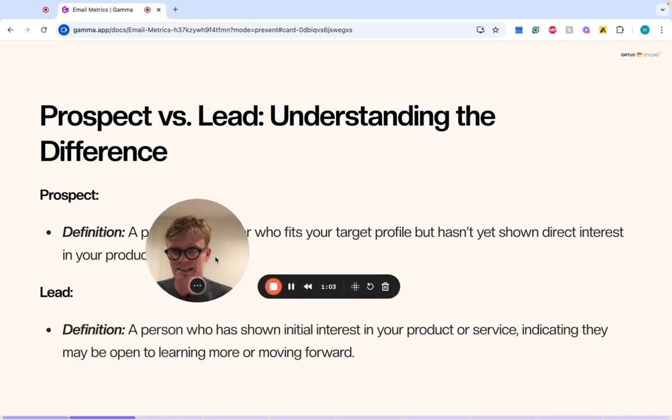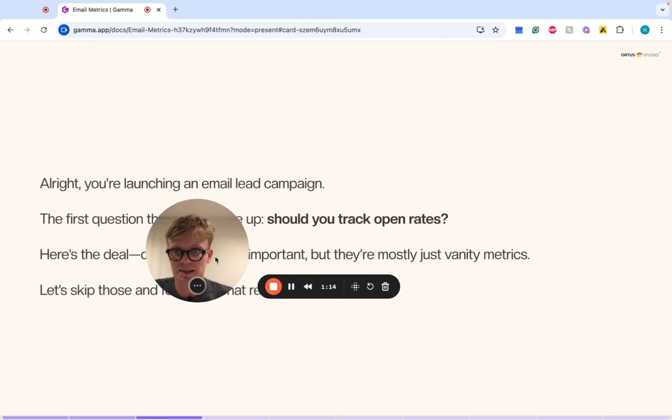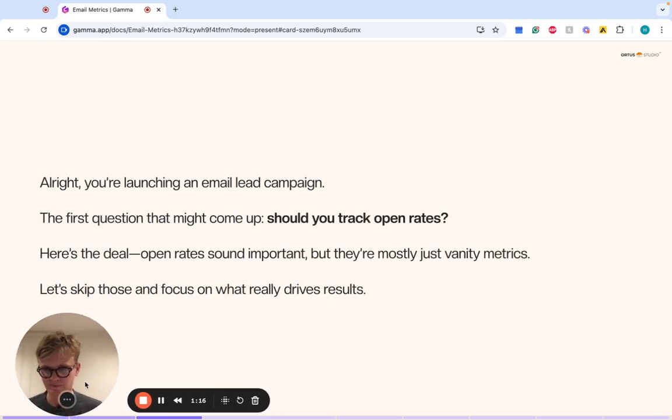Whereas a lead is a person who's shown interest in your product or service, indicating they may be open to learning more or moving forward. So now you understand that, let's get into it. All right, you launch your email lead campaign.